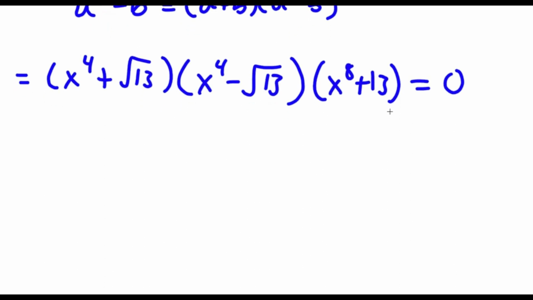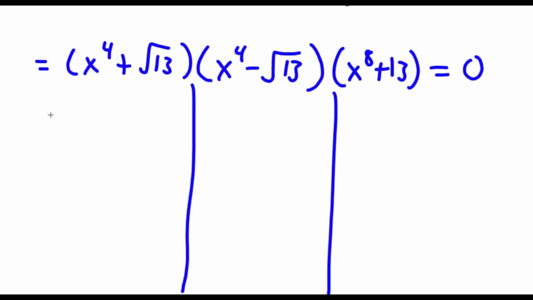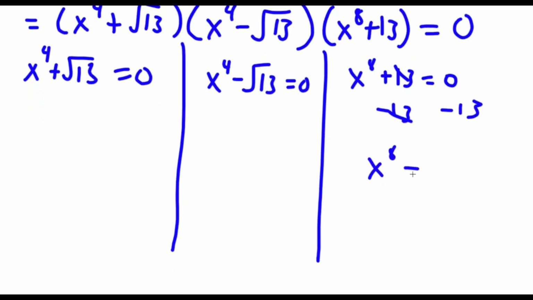So now I have three equations here. I have x to the power of 4 plus the square root of 13 is equal to 0. I have x to the power of 4 minus the square root of 13 is equal to 0. And I have x to the power of 8 plus 13 is equal to 0. So for x to the power of 8 plus 13 equals 0, all I have to do is subtract 13 on both sides. These two cancel out. I'm left with x to the power of 8 is equal to negative 13.